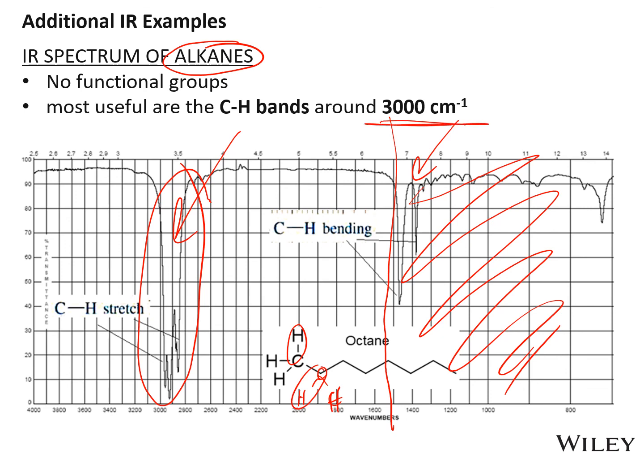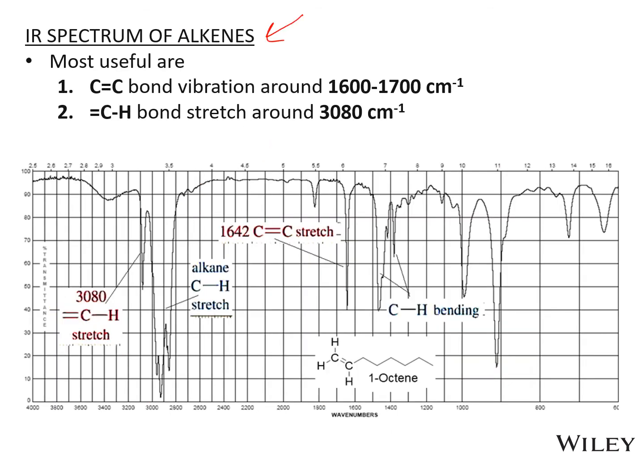So the most useful bands for an alkane are those around 3000. Alkenes. Now the most useful stretches are going to be your carbon-carbon double bond. That's right here around 1600 to 1700. Now we've also seen peaks around 1700 for carbonyls. However, if you notice, this is less intense than a carbonyl. A carbonyl would have a peak with an intensity almost equal to the CH stretch that we see to the left.